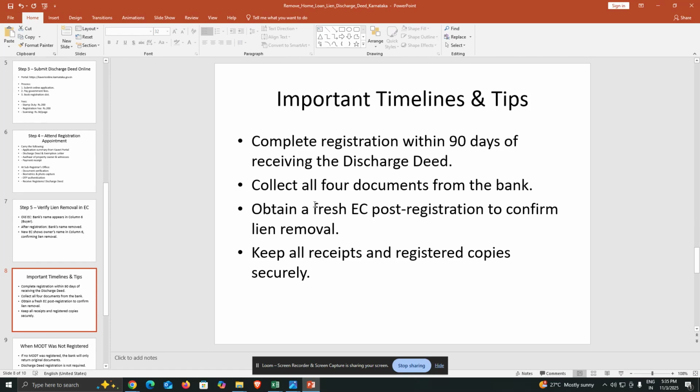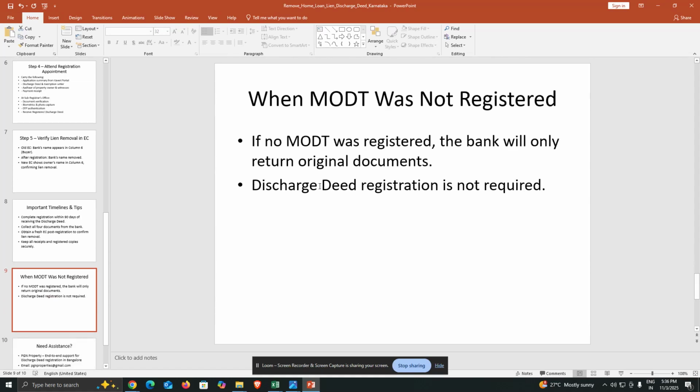These are some important points to remember. Try to register your discharge deed within 90 days from the receipt of documents from the bank. And make sure you collect all the four documents from the bank. Those are loan closure certificate, exemption letter, discharge deed, and your title documents. And once you have registered the discharge deed, download the latest EC and do the verification.